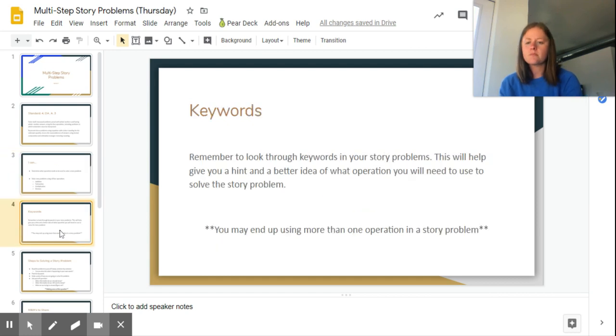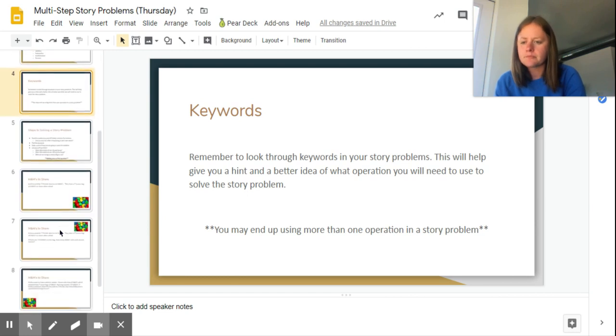Keywords again are really important. Like I said, being able to find those keywords, and they tell you a lot about if you should be adding or subtracting or even multiplying or dividing. And so, like I said, there's that resource on our Google Classroom. If you need help finding it, shoot me an email or let me know some way and I can help you, because that's really helpful. I just don't put it on the screen because it gets to be so small and you wouldn't really be able to see it anyways, okay?